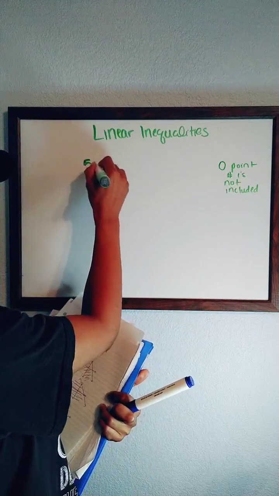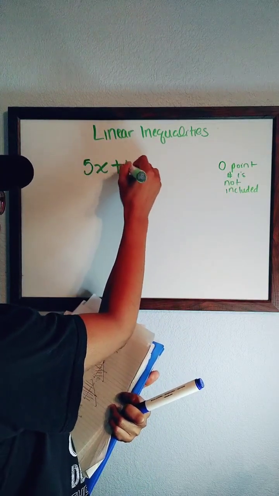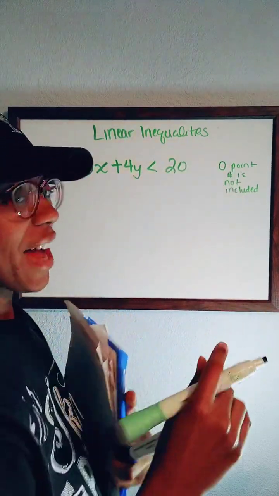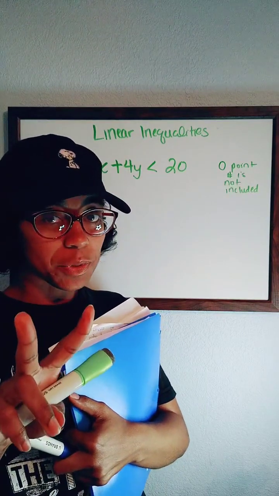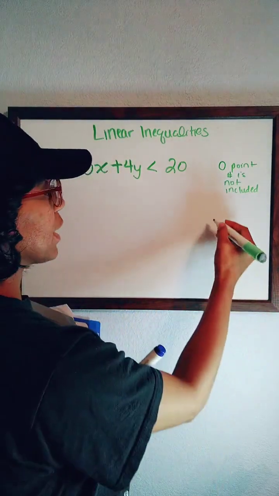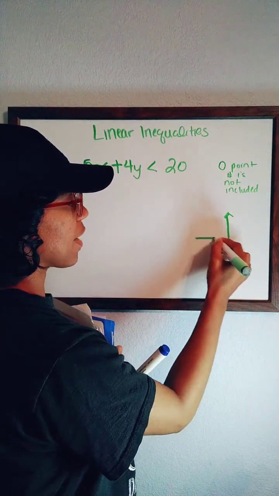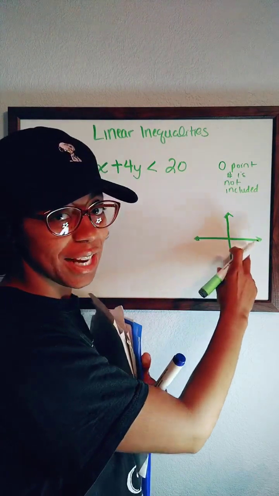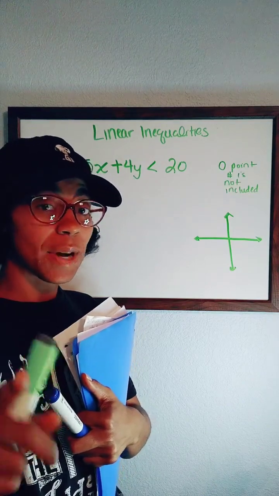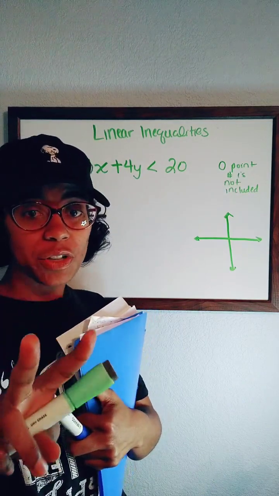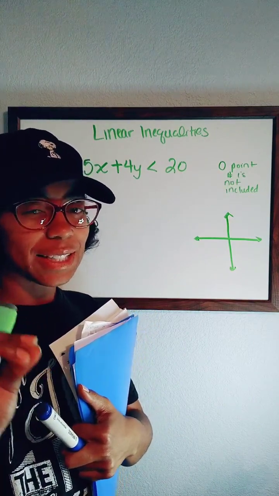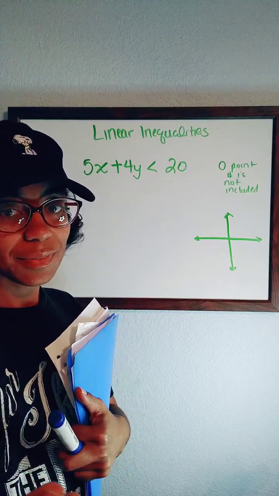So let's say you have 5x plus 4y is less than 20. Now I have a linear inequality in two variables. So it's different. I'm going to have to plot this on a coordinate plane. I'm going to end up having to graph this because at first I only had one variable I had to give an answer for, but now I have two variables that I have to give an answer for. It is a part of algebra.